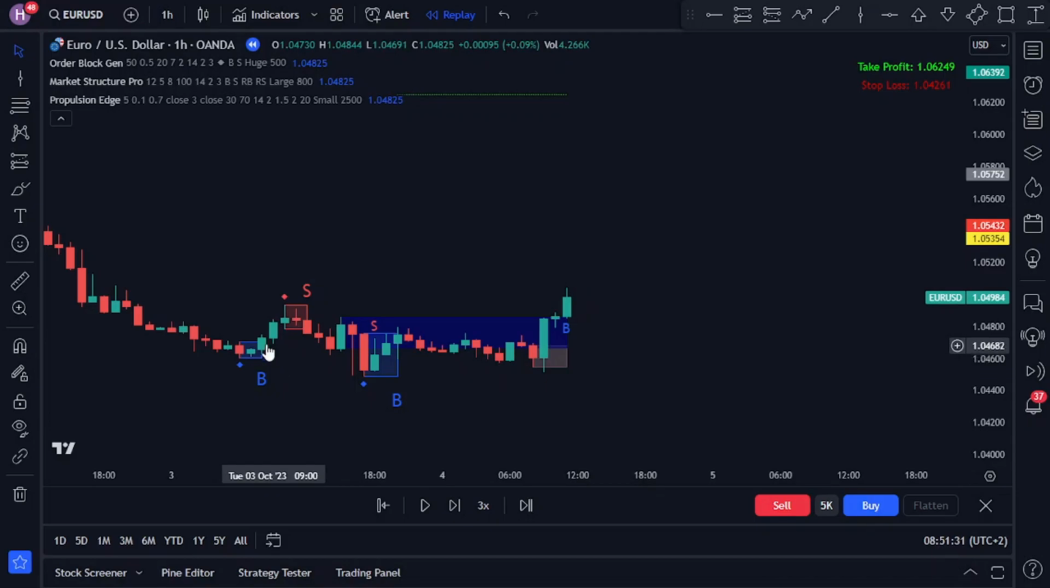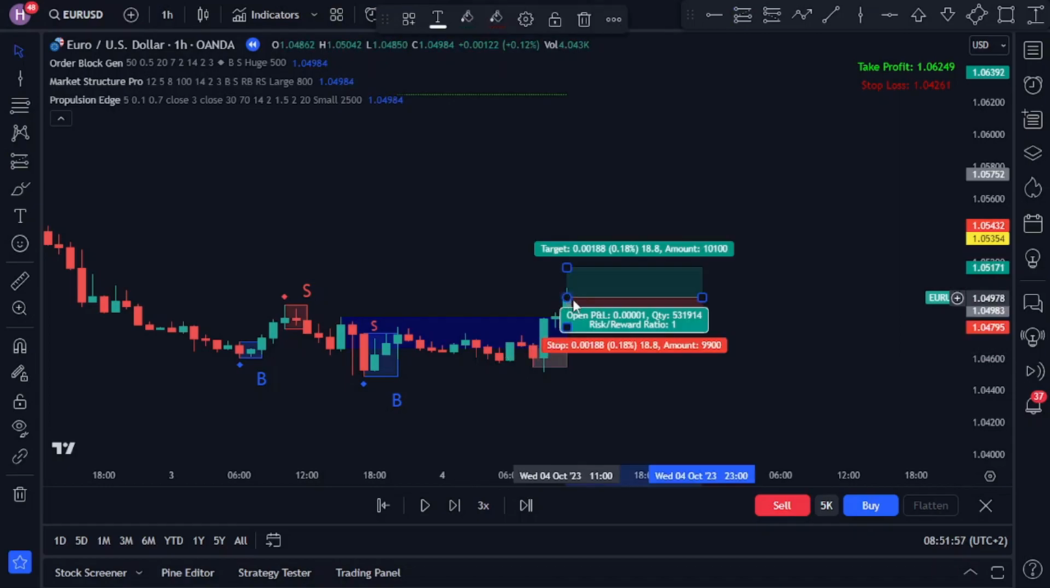Now, from the chart, we can observe two bullish order blocks that have been marked in blue with the letter B next to each of them. Additionally, we see from price action that we have now broken the level identified by the Market Structure Pro, which is also marked in blue. Now, once we get this BOS or break of structure, we can enter our buy trade.